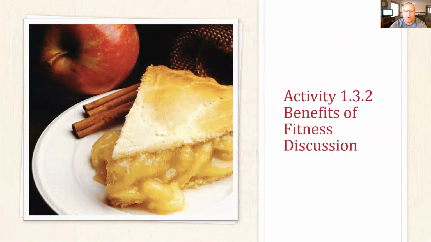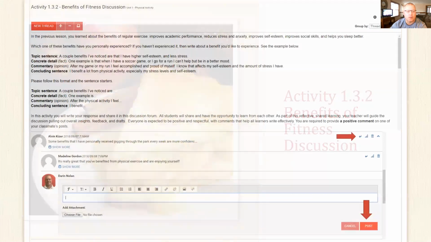So the activity for this lesson, activity 1.3.2, is a discussion question, benefits of fitness discussion. And I put this beautiful piece of apple pie there in front of you to remind us that we can eat apple pie once in a while, as long as we're doing exercise too, because that added sugar is not good for us overall.